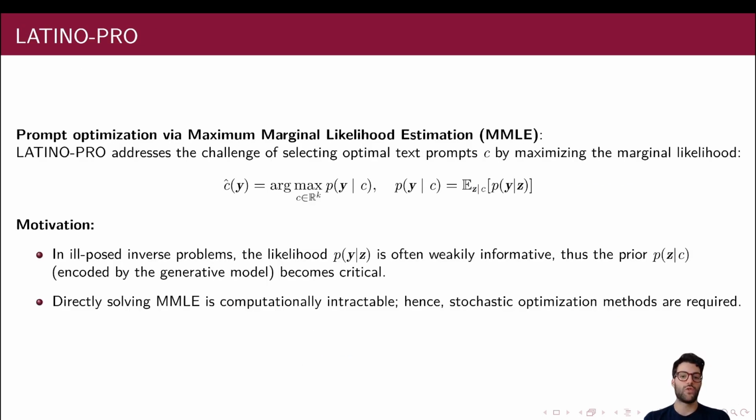Now we are ready to introduce the LATINO-PRO version. We are based on the same setting, but we add an optimization step on the prompt. The prompt can obviously be optimized by marginal likelihood, as is written here.